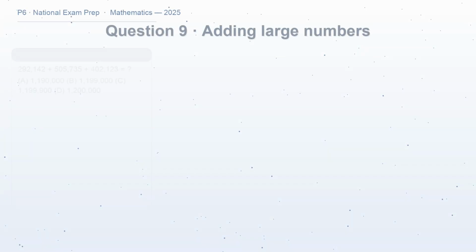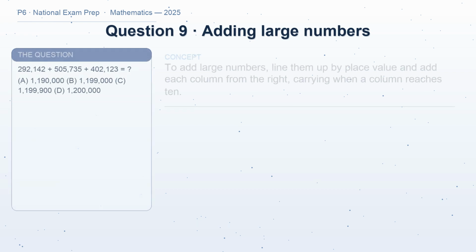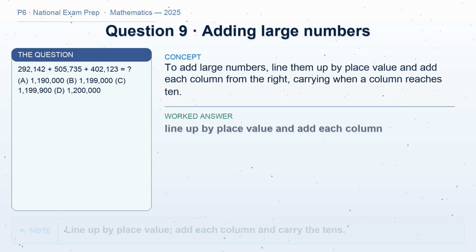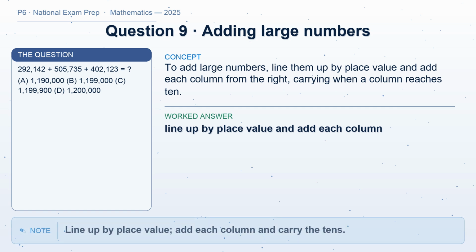Question 9. Let's add 292,142, 505,735, and 402,123. To add large numbers, line them up neatly by place value and add each column from the right, carrying when a column reaches 10.